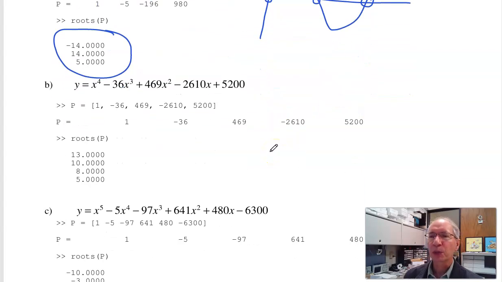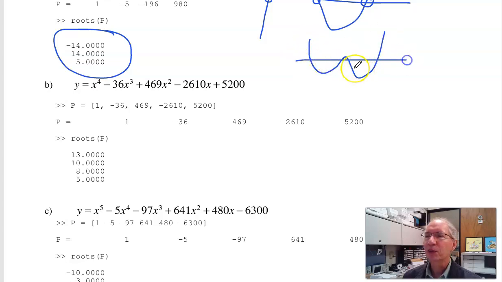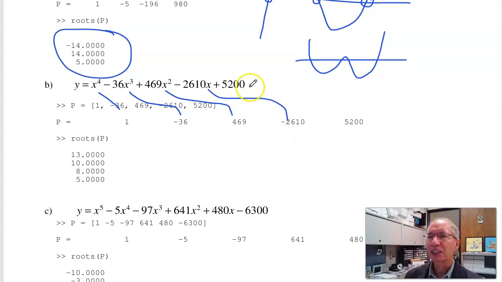Try that for a fourth order polynomial. A fourth order polynomial looks like this. In this case, I've got 4 zero crossings. Input the polynomial as a matrix in decreasing powers of x. So 1, minus 36 for x cubed, 469 for x squared, minus 2610x, plus 5200. This matrix represents that polynomial. Find the roots, and these are the zero crossings. It's at 13, 10, 8, and 5.